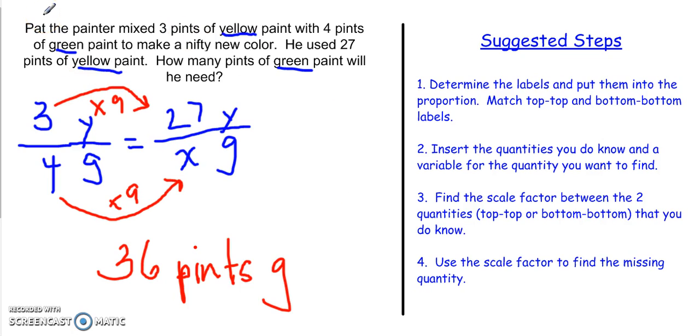Okay, so that's all I needed to do there to solve the proportion. 4 easy steps. Set it up, match your labels top to top, bottom to bottom, insert what you know, draw your arrow from what you know to what you want to know, find your scale factor, and use it to solve.